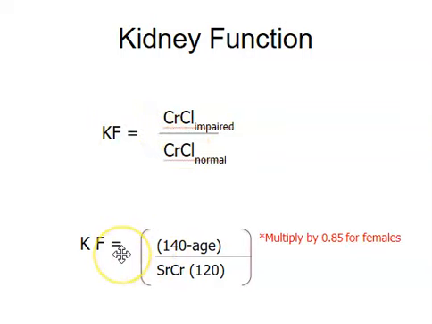Another way of calculating kidney function would be to take 140 minus the age and then divide that by the serum creatinine concentration for that patient times 120, which is normal creatinine clearance. That's where that comes from. So let's look at a few examples.